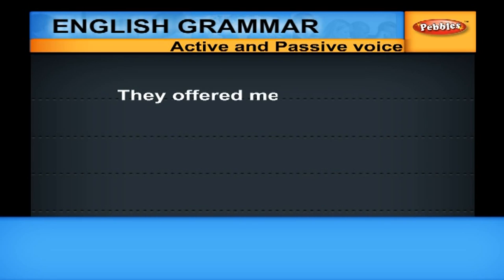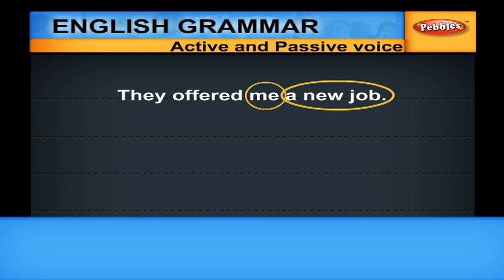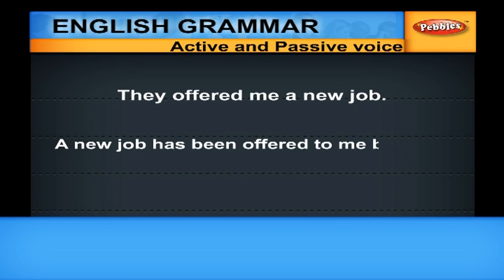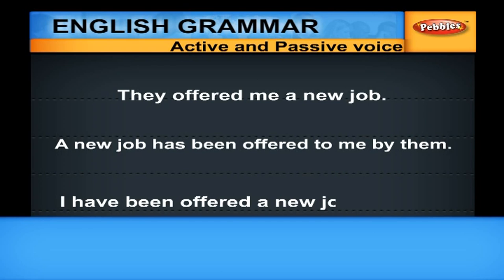They offered me a new job. Since the sentence has two objects, me and a new job, we can generate two passive constructions. A new job has been offered to me by them. I have been offered a new job by them.